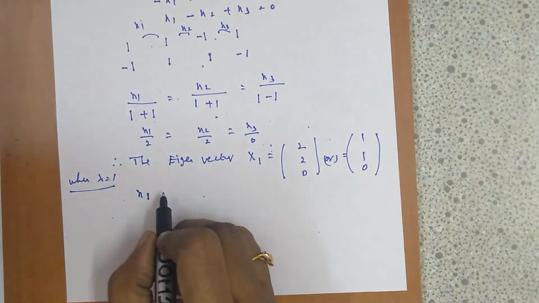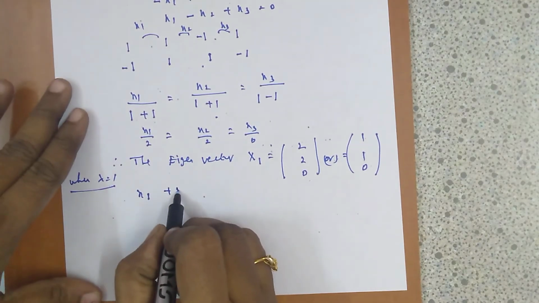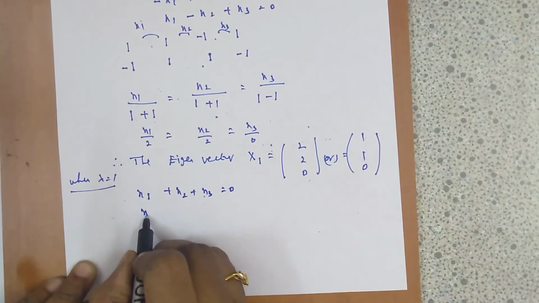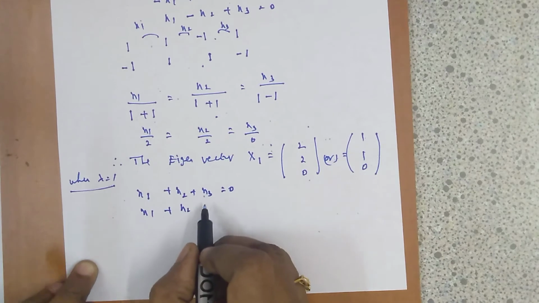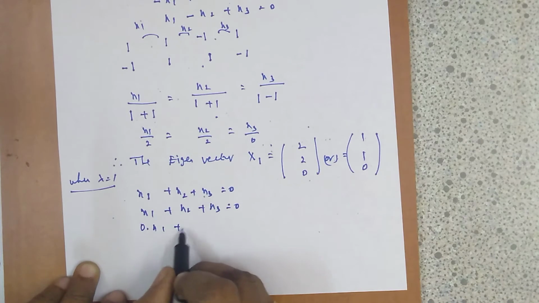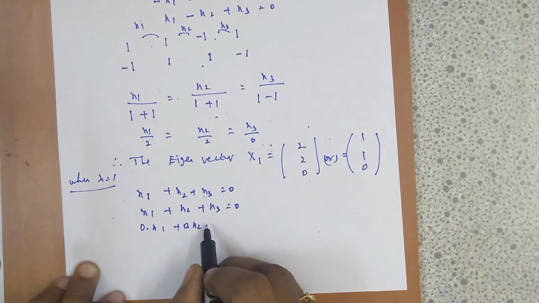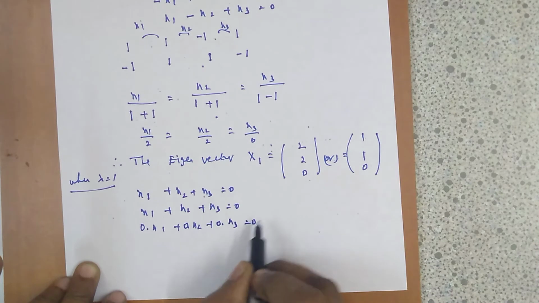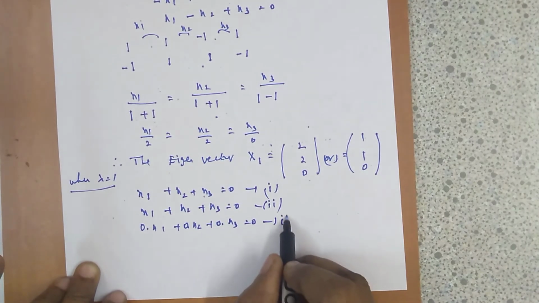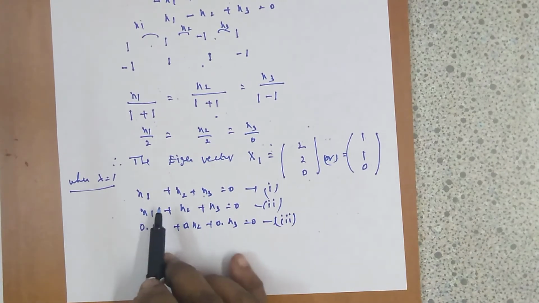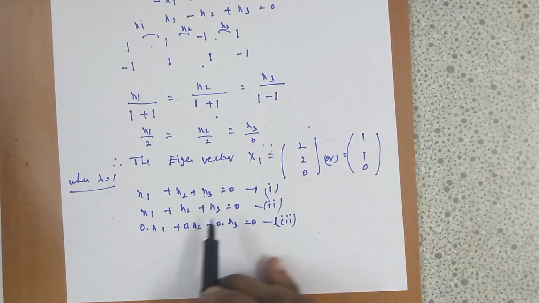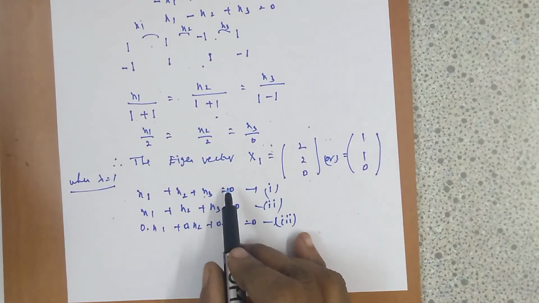So we can get the equation as x1 plus x2 plus x3 equal to 0. Then for the second x1 plus x2 plus x3 equal to 0. Then the last one is 0x1 plus 0x2 plus 0x3 equal to 0. Look at all the three equations. See, the first two equations are similar. Only the third one is 0. So when equations are like this, we are getting the same equation.